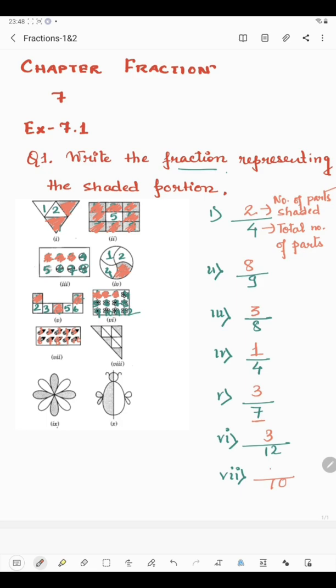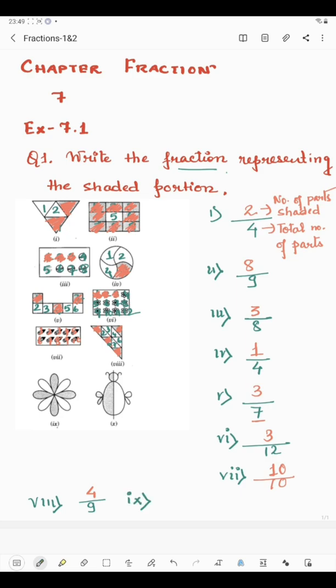Okay. Now coming to 8th part. Now in the 8th part we have 1, 2, 3, 4, 5, 6, 7, 8, 9. Total 9 triangles we have. Okay, and out of 9 triangles 1, 2, 3, 4 parts are shaded. So the fraction will become 4 by 9. Okay, now coming to 9th part.